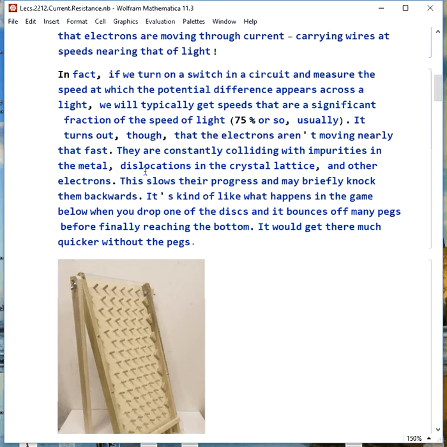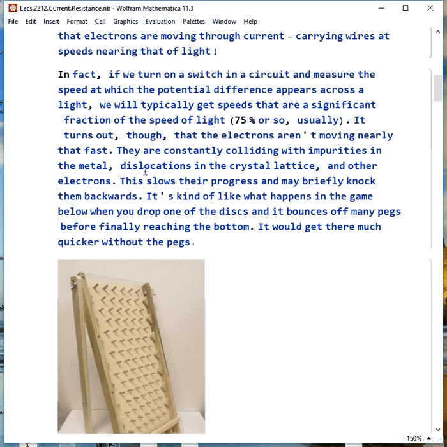They're constantly bouncing off of impurities in the metal and dislocations in the crystal lattice, what we expect to be the regular Lego-like structure of the copper wire. There are dislocations where two different crystal domains meet. There are other electrons. There's all sorts of things that can slam into these traveling electrons and knock them backwards.